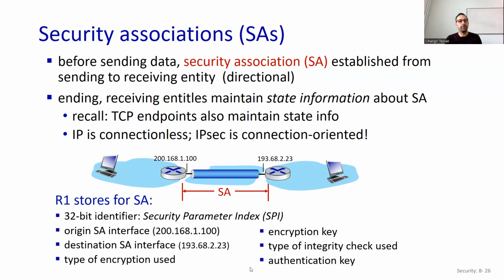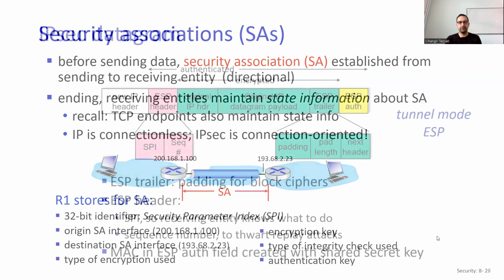Right? So R1 stores the SA. By R1, it means this router 1 here. This is R2. So R1 stores the security association. It stores a 32-bit identifier, the security parameter index, SPI, the origin SA interface, this IP, the destination SA interface, the IP of the second router, the type of encryption used, the encryption key, the type of integrity check used, the authentication key, and so on and so forth. So you have to store all of this. So this is why we say it is connection oriented.